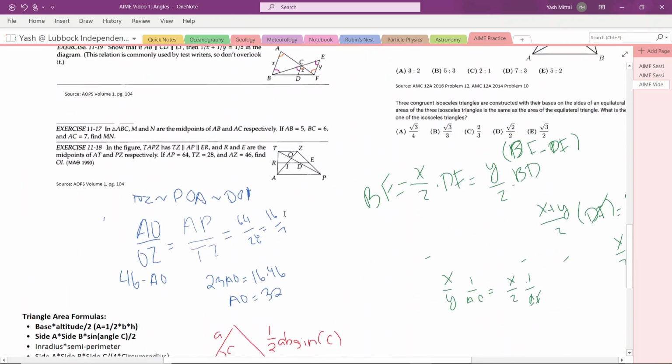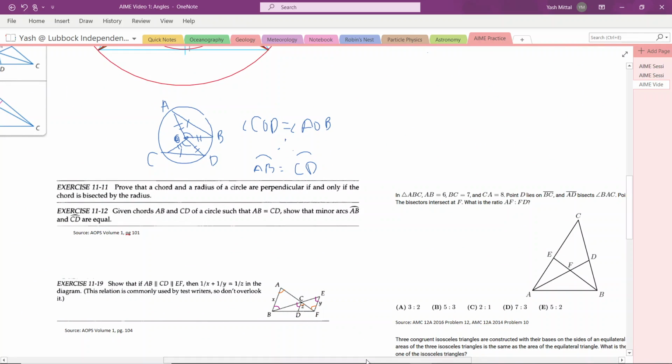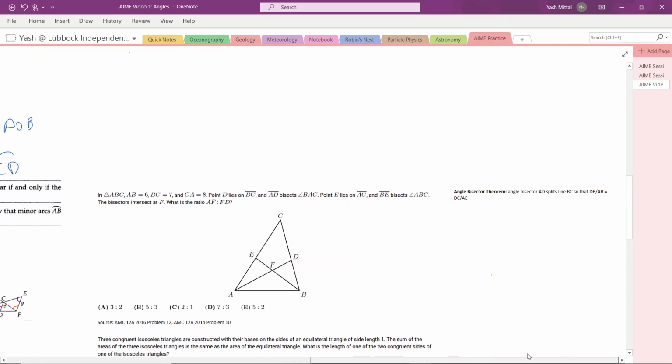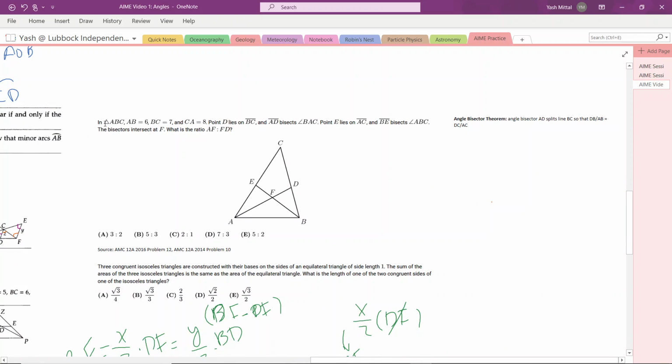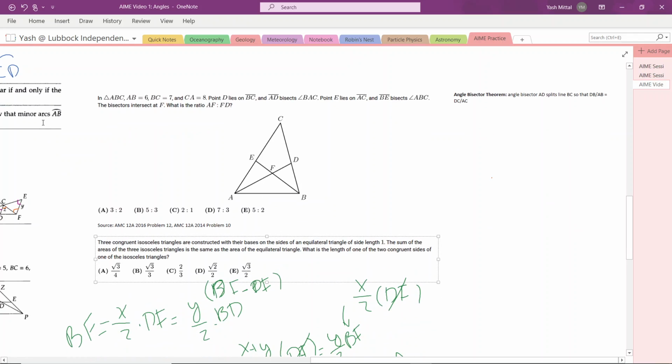Now I'm going to talk about all these AMC problems I have to the right. So I have this right here, and also I have the angle bisector theorem, since this will be used to help you solve this. So you have triangle ABC. I got these from AMC 12 2016 problem 12, and AMC 12A 2014 problem 10. You can use the processes that I used here, all the formulas, to solve these. Albeit you'll have to use some other logic, and if you get stuck on them, there's a solutions tab on AoPS's website.